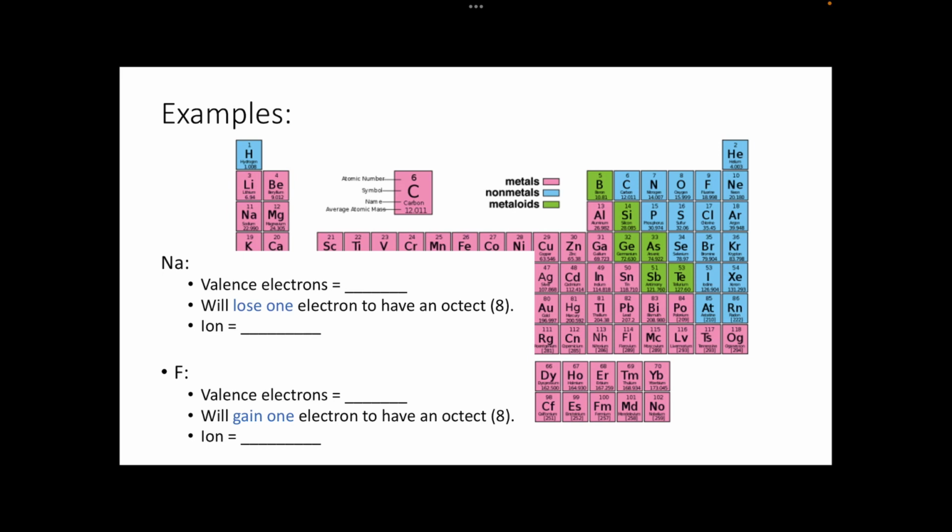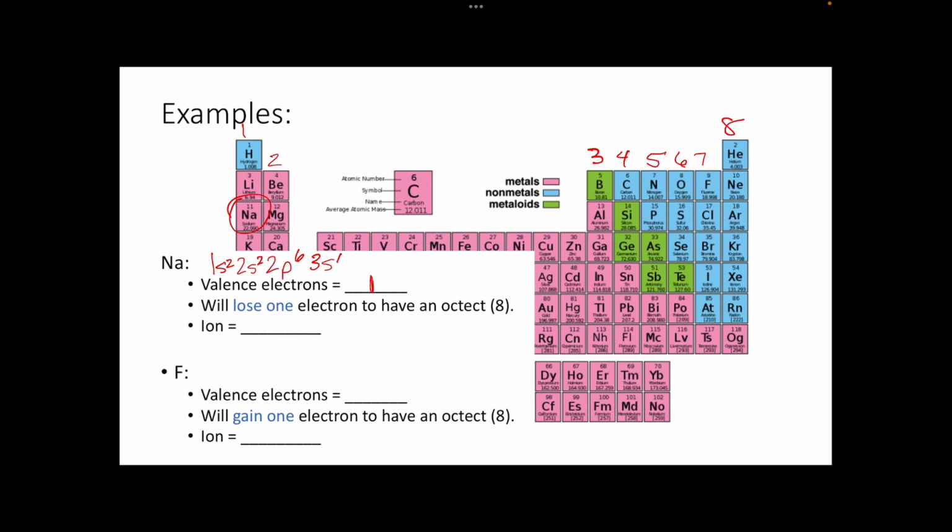The first one is sodium. Sodium is right here in group 1. If you remember, it has an electron configuration, so let's go ahead and write it: 1s2, 2s2, 2p6, 3s1. So it has 1 electron in its outer shell. Remember, here are our valence electrons: 1, 2, I'll go ahead and write those, 3, 4, 5, 6, 7, 8. So how many valence electrons does sodium have?